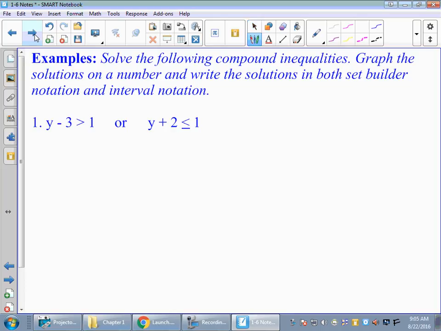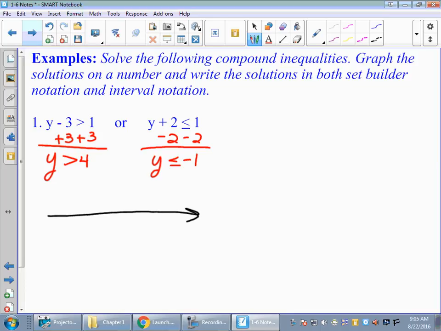So I'm going to add 3 to both sides here to solve this inequality: y greater than 4. And on the other inequality, subtract 2: y is less than or equal to negative 1. So I'm going to put both of those on a number line. And as long as you put them in the right order, so negative 1 goes first, then 4.